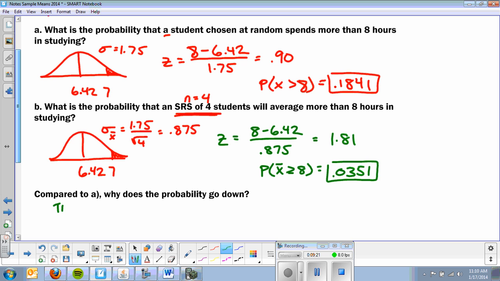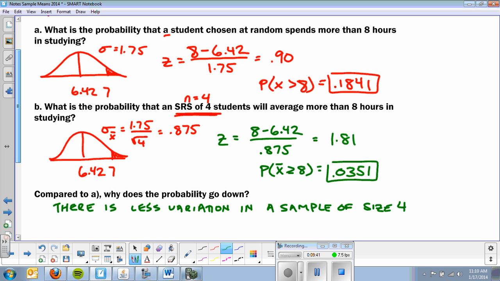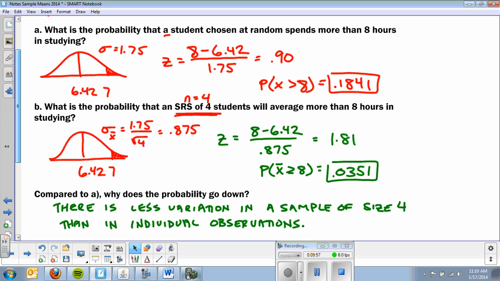There is less variation in a sample of size 4 than in individual observations.